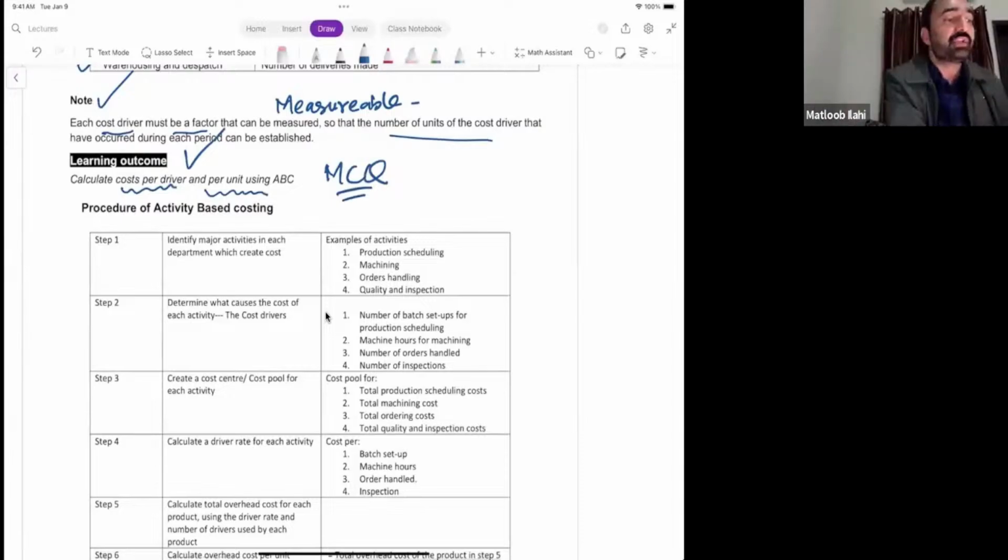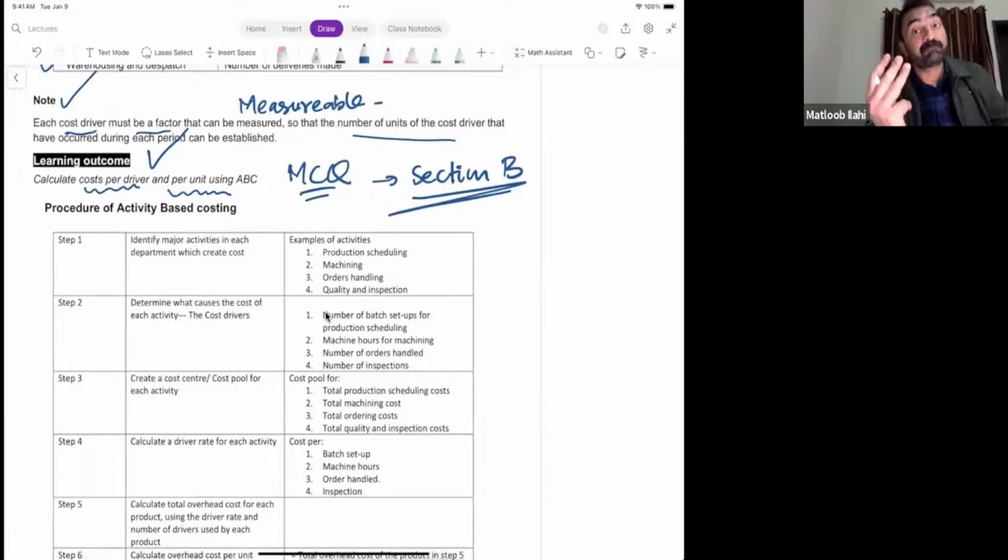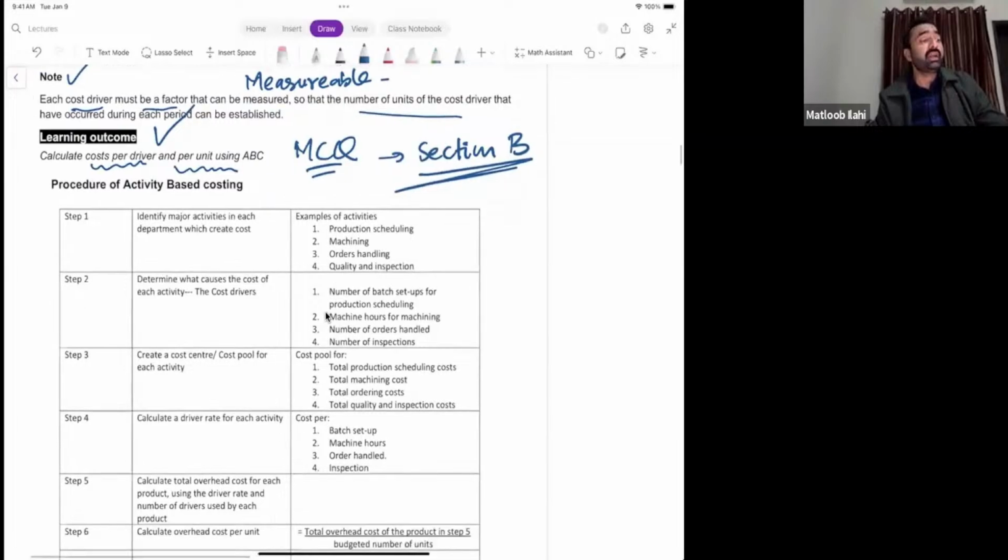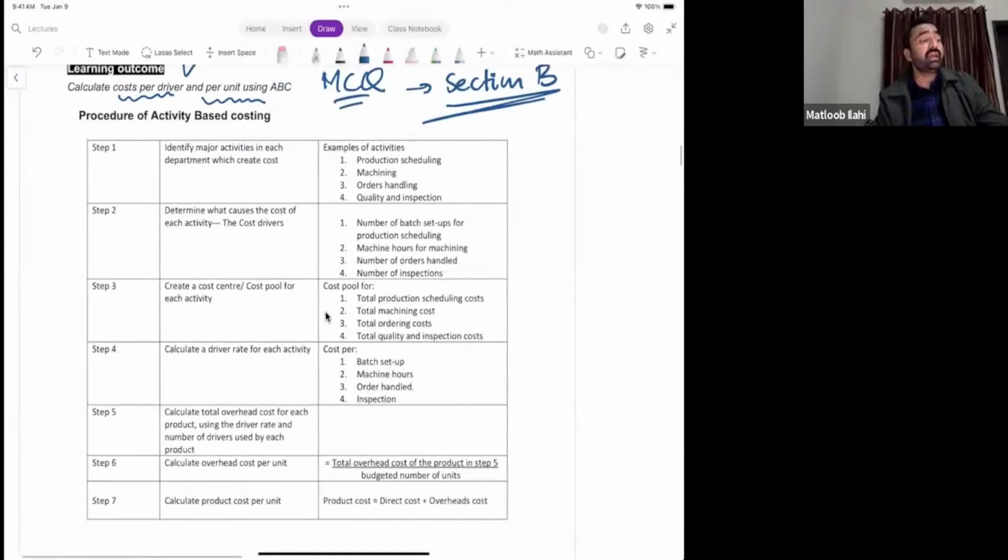Okay, you can expect Section B questions. There are three Section B questions, which are scenario-based, and every scenario will have 5 questions. So you can expect this type of long question on ABC in Section B. Okay, all right. Here is a step-by-step process of ABC.